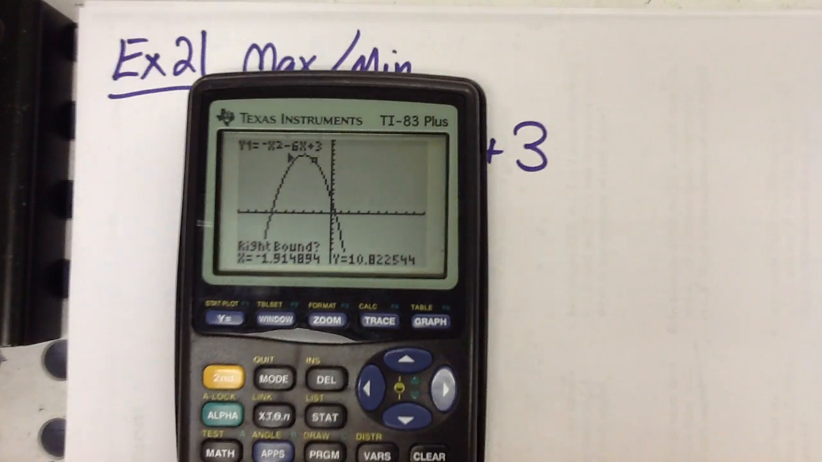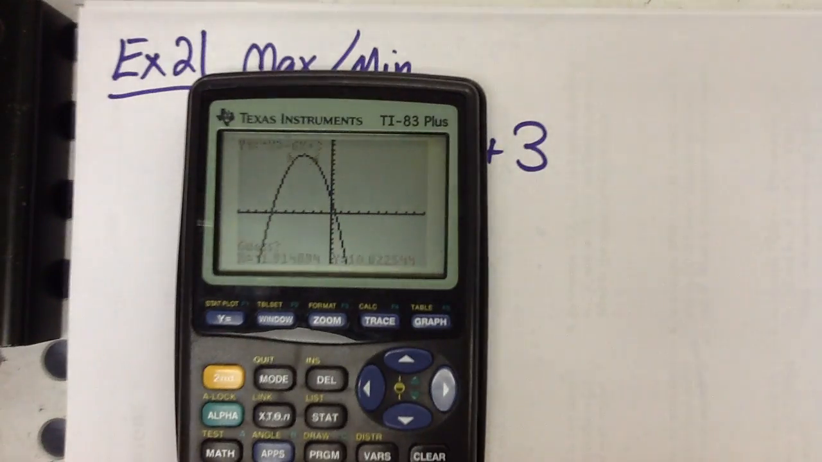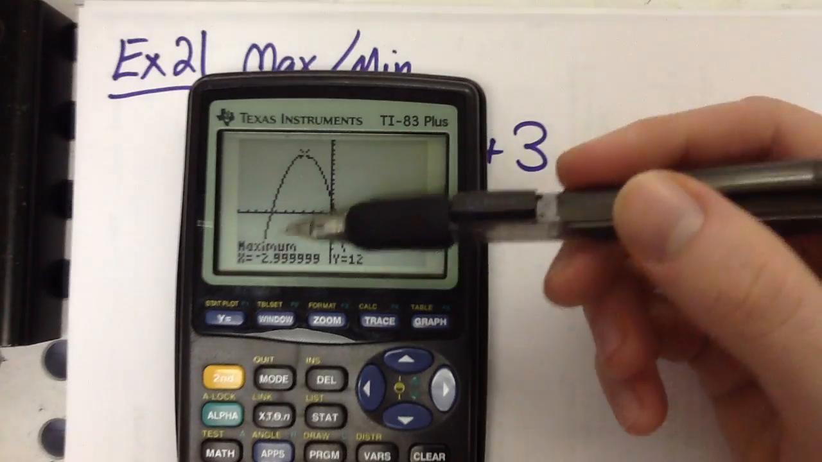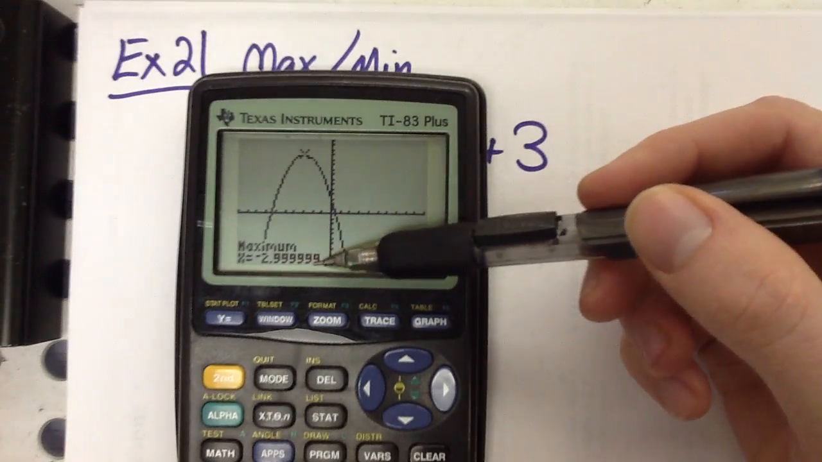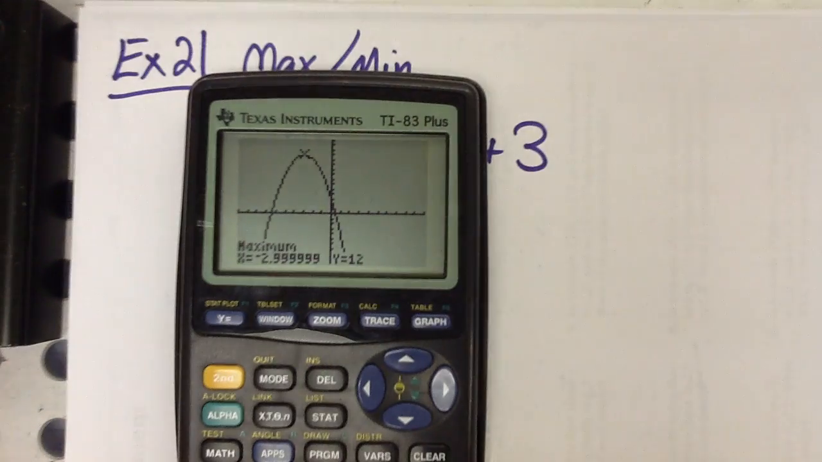When you know you're definitely on the right side, you hit enter. So hit enter. It says guess, so enter one more time. And now wait for it to finish up. All right, negative 2.9999. We'll go ahead and call that negative 3. And 12 is the y value.